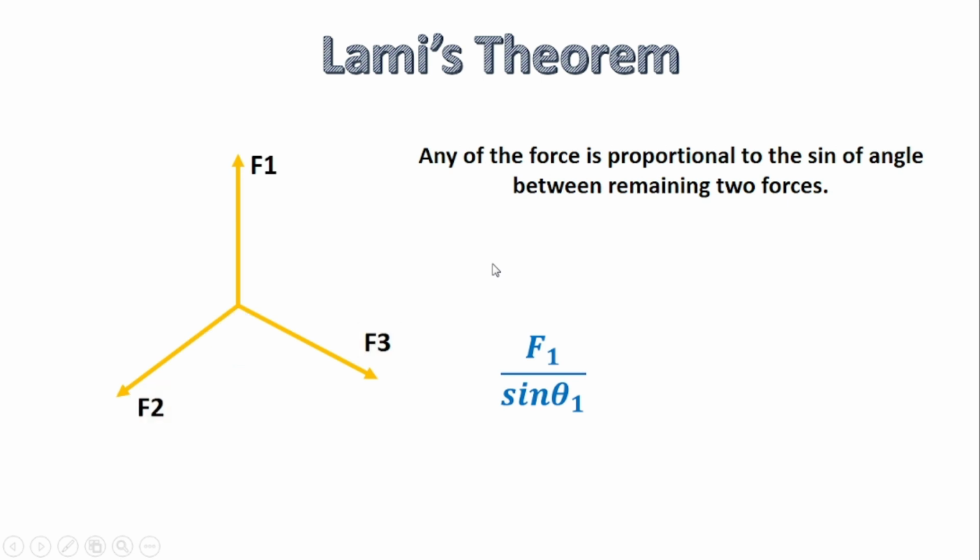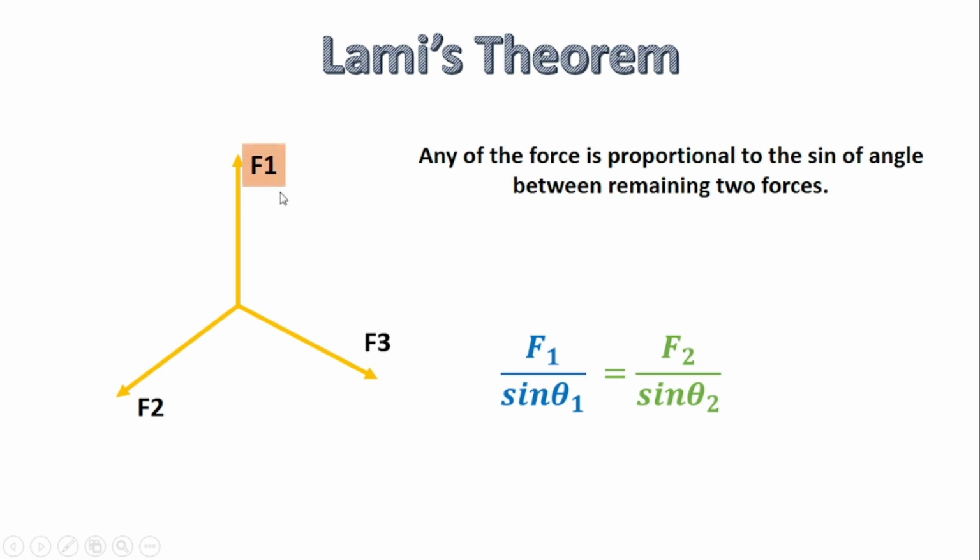Then we'll consider the next force, F2. The remaining two forces are F1 and F3. The included angle between F1 and F3 is this angle, and the value of this angle is theta 2. Now we'll apply Lami's theorem here. F2 divided by sine of the angle between F1 and F3, that is theta 2. So F2 divided by sine of theta 2. Now the remaining force is F3.